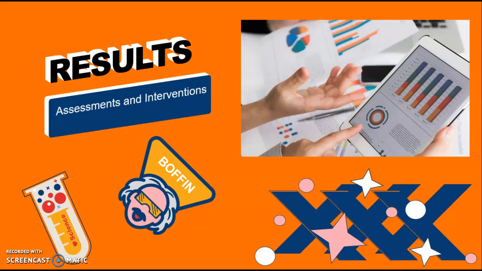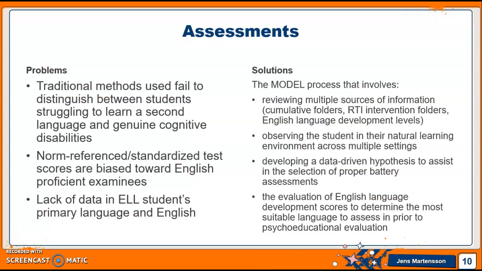On to results of the assessments and interventions. For assessments, some of the problems that were mentioned were that the traditional methods used in public schools fail to distinguish between students struggling to learn a second language and those who had a genuine cognitive disability. Also, norm-referenced and standardized test scores were biased toward English proficient examinees, and there was a lack of data in ELL students' primary language and in English.